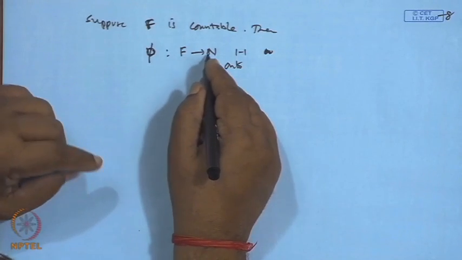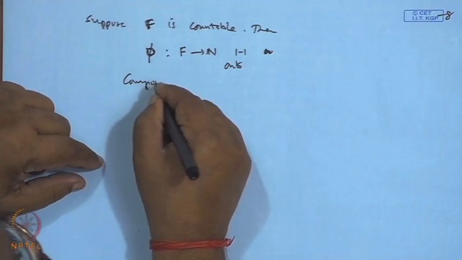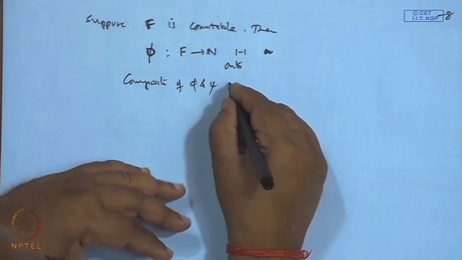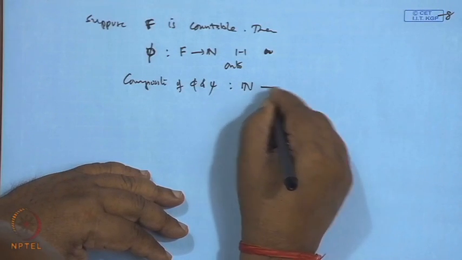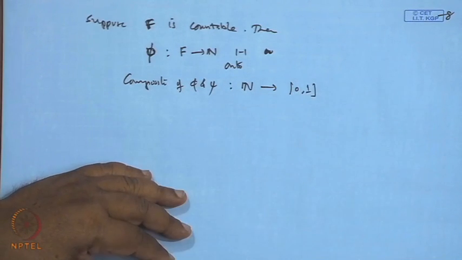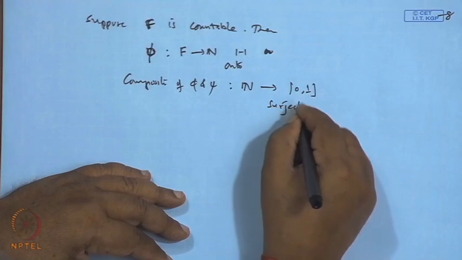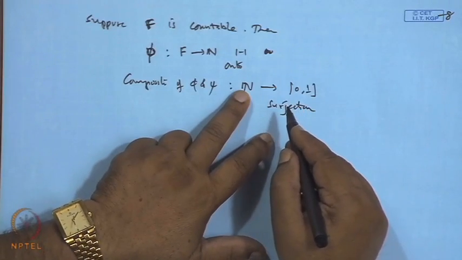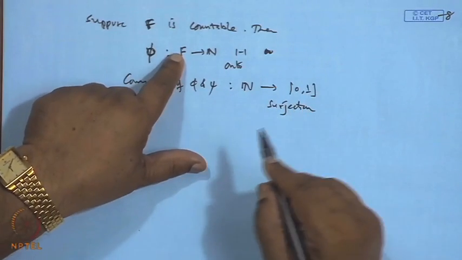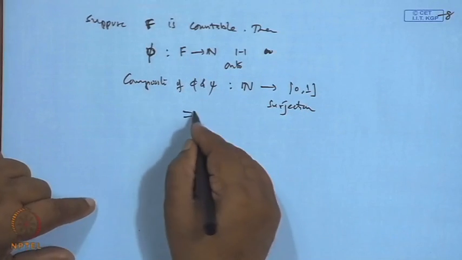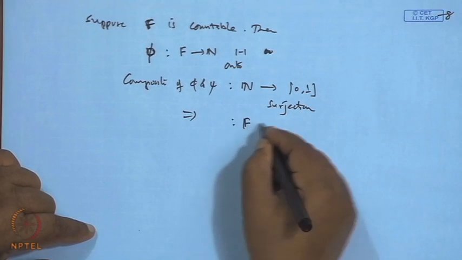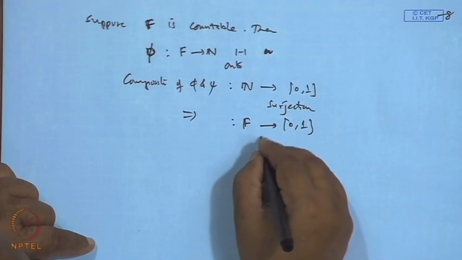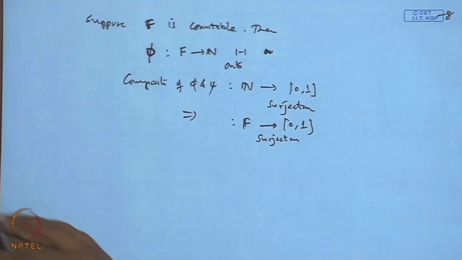So, if we combine this, then what you are getting is that the composition of phi and psi is a mapping which brings N to 0 1 as a surjection, an onto mapping. So, if we assume F to be countable, then there is a surjection from N to 0 1 through F.